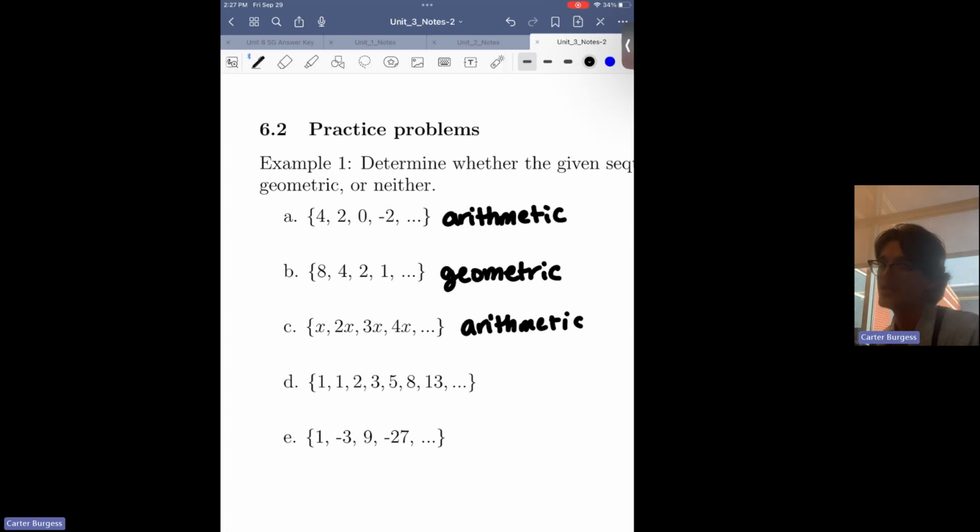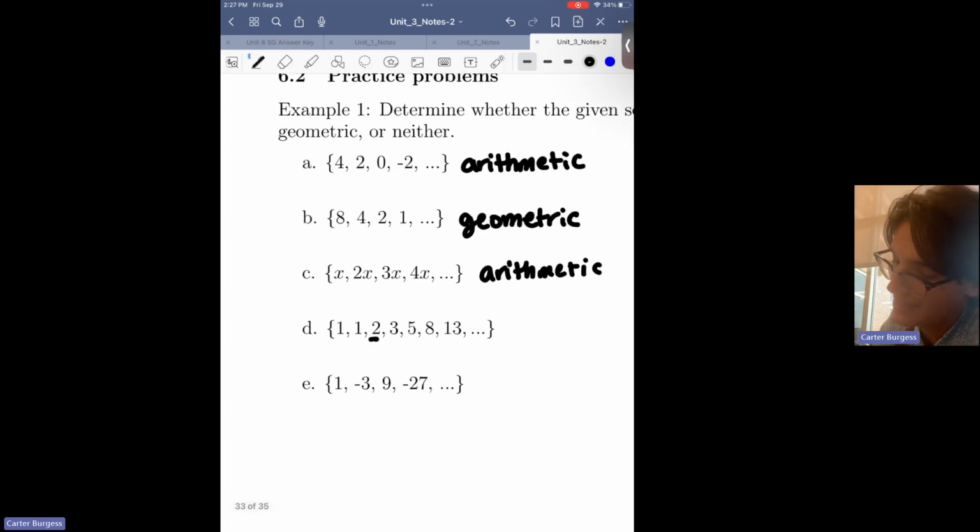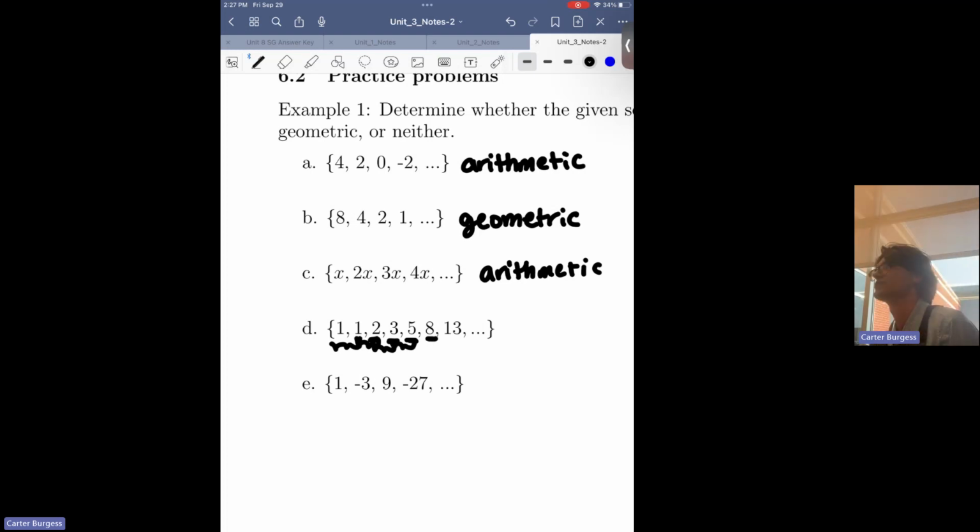And in particular, the pattern here is how do I make this 2? Well, I add 1 with 1. How do I make this 3? Well, I add 1 and 2. How do I make this 5? Well, I'm adding 2 and 3. How do I make this 8? Well, I'm adding 3 and 5. How do I make 13? Well, I'm adding 5 and 8. Each term is the sum of the previous two terms. Certainly an addition pattern, but is it a constant addition pattern? No. Is it a constant multiplication pattern? Definitely not. This is an addition pattern. And so this is neither.